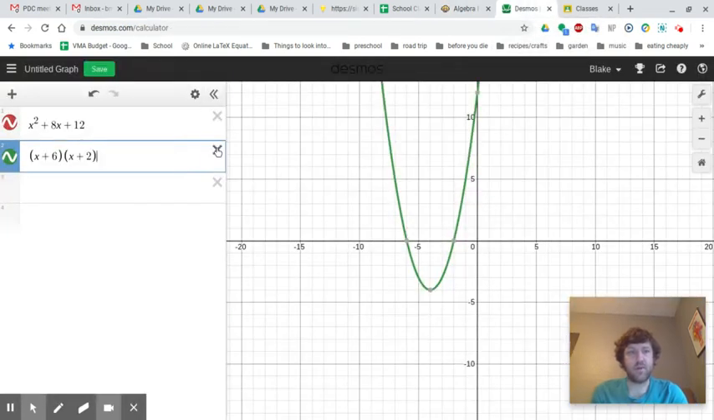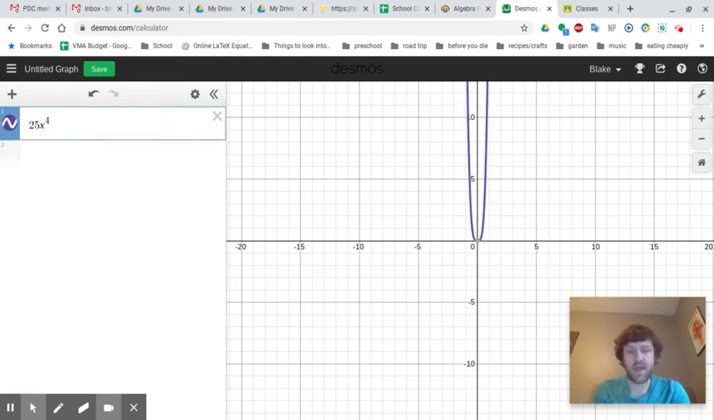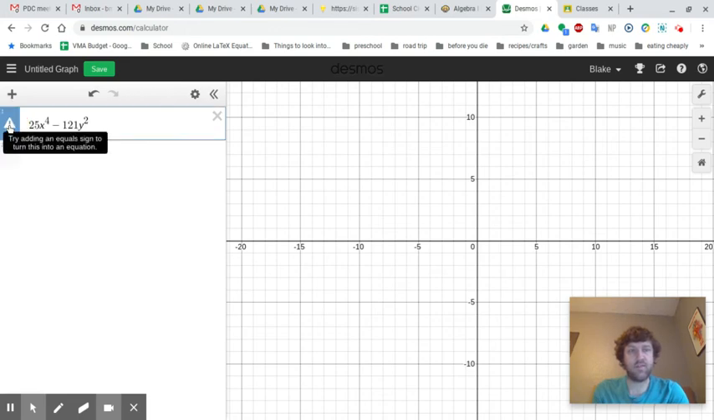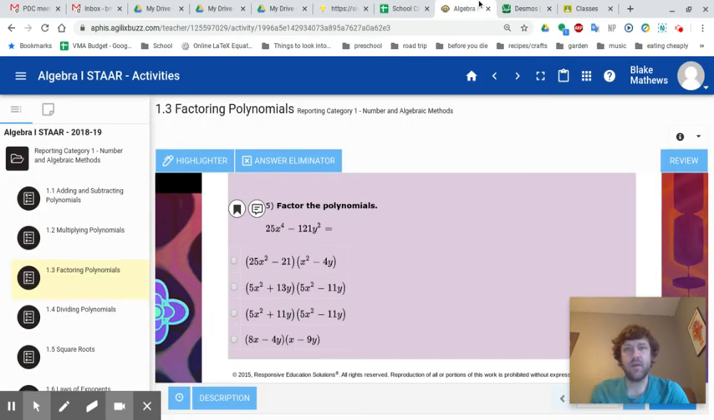So let's go ahead and type that one in and see what this does. It's going to give us an error, and I'll show you what you need to do to fix that error. So 25x to the 4th minus 121y squared. Because you see right here, there's a little mistake, it says, in our equation. So we're going to solve that by just typing equals 0. And so that's going to tell it, hey, this is an equation, graph it anyway. And so we can see it's got 2 different curves. Everything else about this problem is the same.